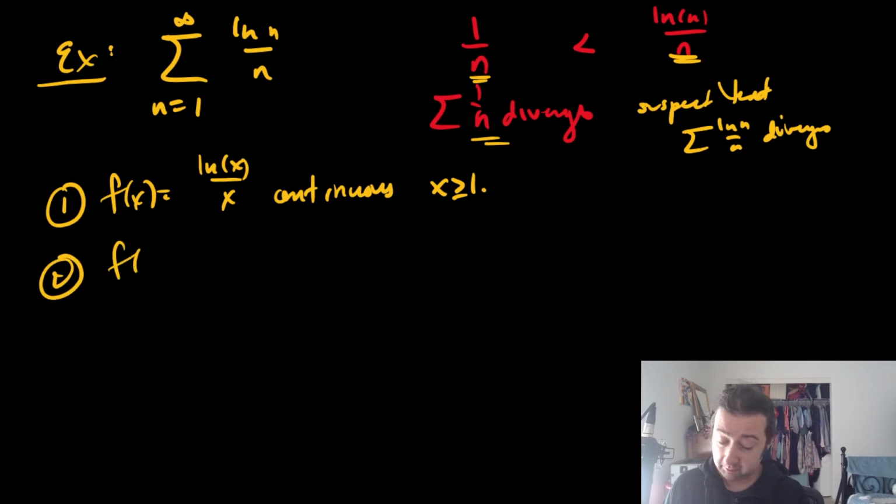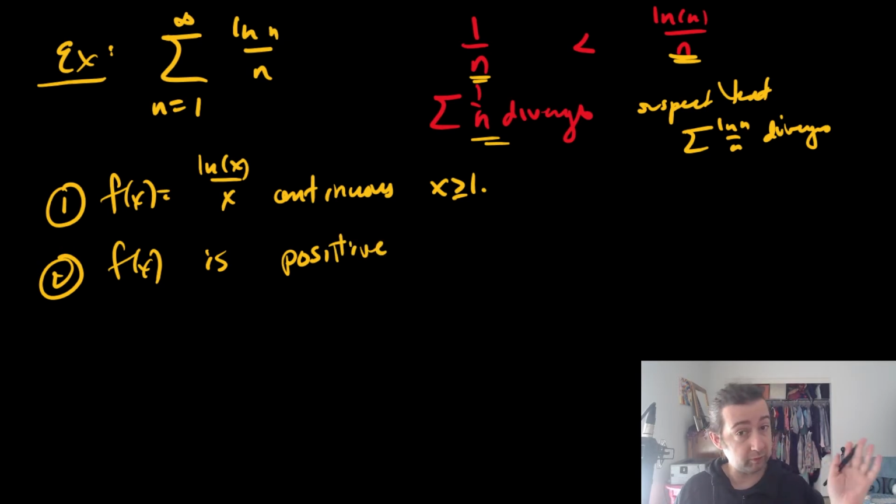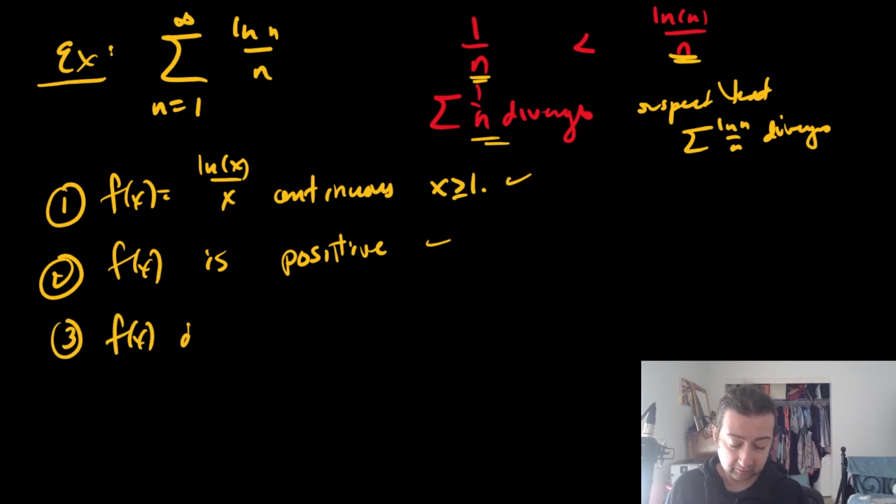2, it's definitely positive, because the negative values of the natural log happen between 0 and 1, and we're never putting anything in less than 1. That's true.